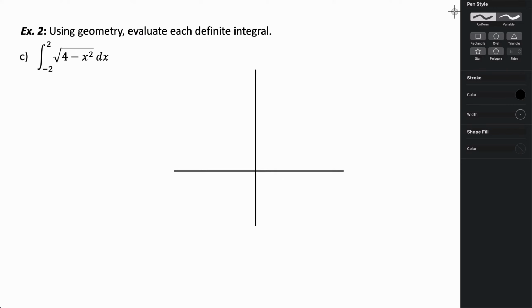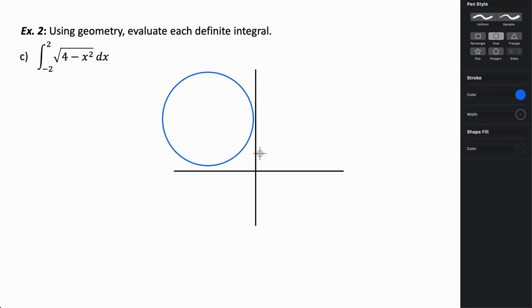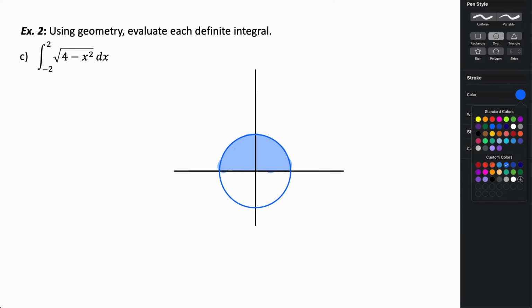So when we're looking at this one here, we can go ahead and draw our circle. So let's draw our circle here. And we only care about the top half. Let me draw this again. We'll put this right here. We want this area here. So it's only the area of the top half of the semicircle from -2 to 2.